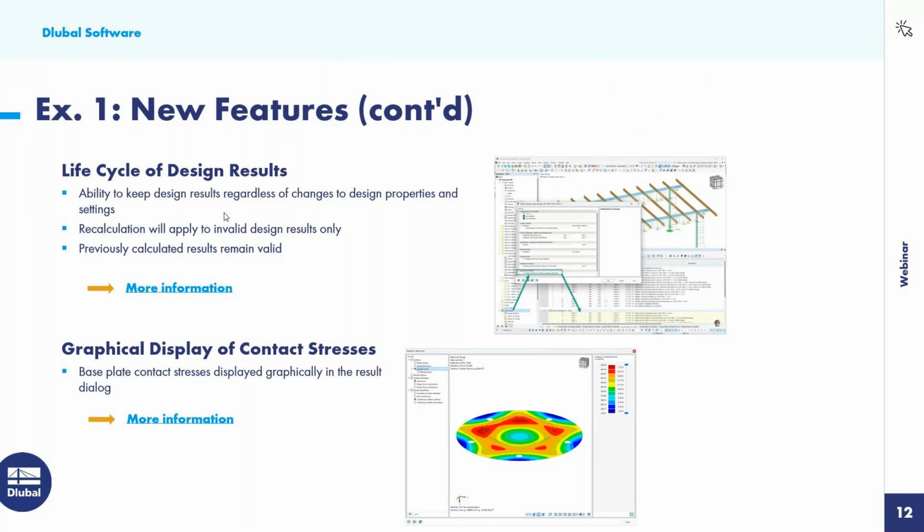So what I mean by this is that if we have two connections in our model and we've already run the calculation, we can go ahead and make modifications to one of the connections and the geometry without deleting the results of the other connection. So this will be a big time saver when you are running those calculations for something like the steel joints. Again, the recalculation will apply to the invalid design results only, but the previously calculated results that are still valid will remain available to us in the program. We also can view the graphical display of contact stresses for base plates. So we'll see in just a minute how we can now display those contact stresses graphically, as you've seen here on the right-hand side.